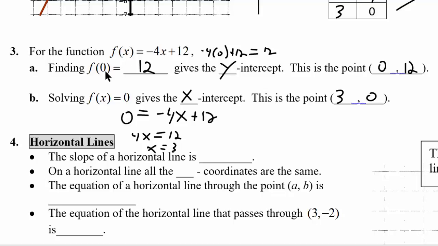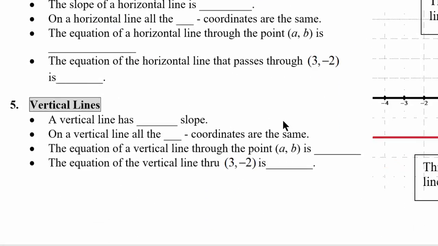In part A, we replaced x with 0. Right? Notice the subtle difference between problems A and B. Problem A, we replaced x with 0 and solved. Problem B, we replace y, right? We're really saying y equals f of x. It's a little sloppy, but right, y and f of x are the same. Okay, moving on.